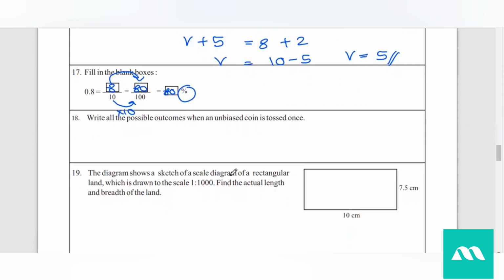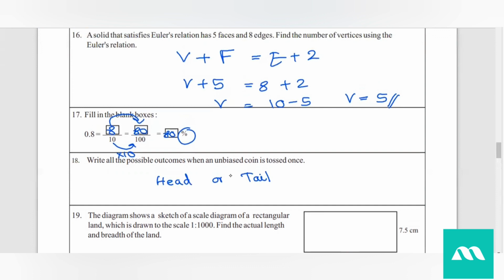Then write all the possible outcomes when an unbiased coin is tossed once. When a coin is tossed once, what are the possible outcomes? It is head or tail. Have you written these answers? Do not occur. No, dear, there it can occur.